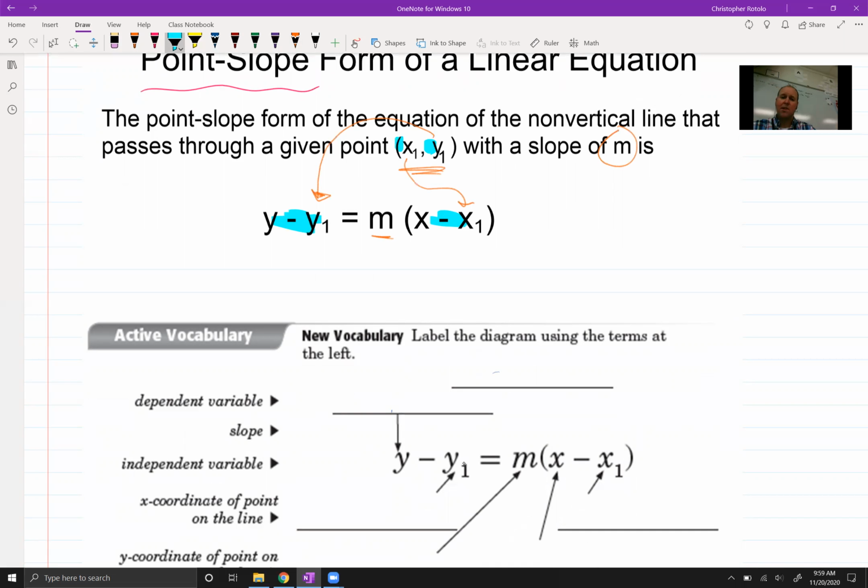And you're used to that because this basically is derived from your slope equation, right? We had slope equals y minus y over x minus x. So if I took this thing and I cross multiplied, what? That would be point-slope form, all right? So it's an easy way to remember the equation itself.